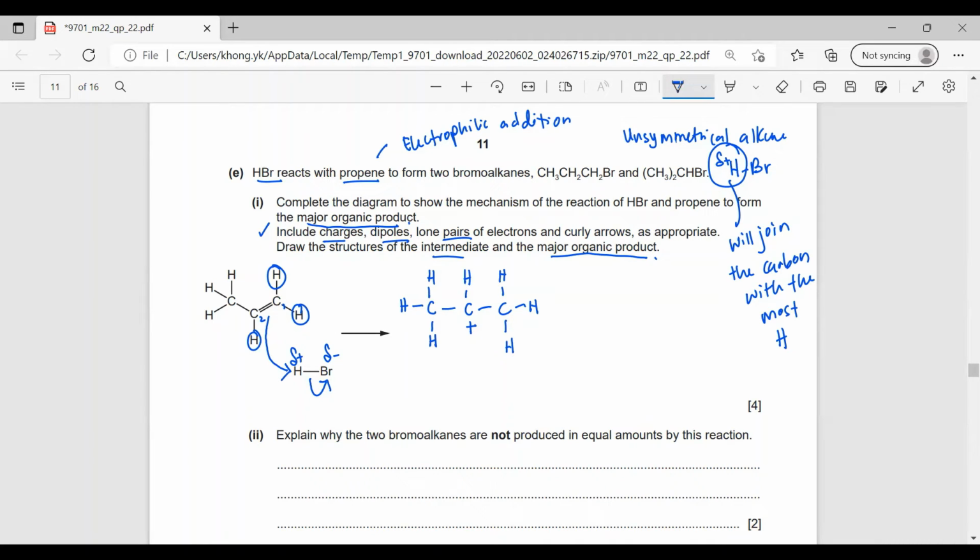The next thing is to put in your Br. Your Br is now negative charge, not partial negative, it's negative with the lone pair. Then from the lone pair, we will attack the carbon which has positive charge, and we will get our major product.